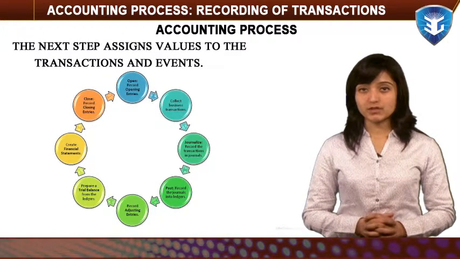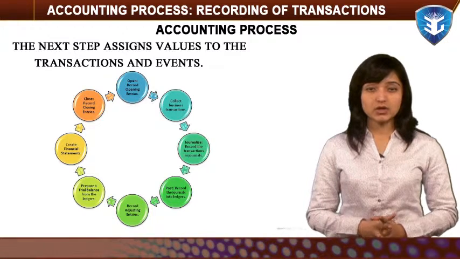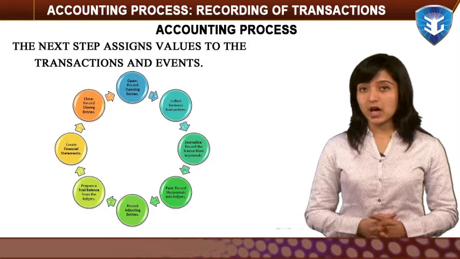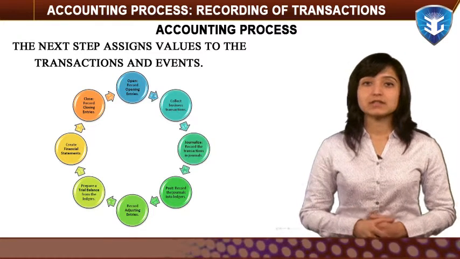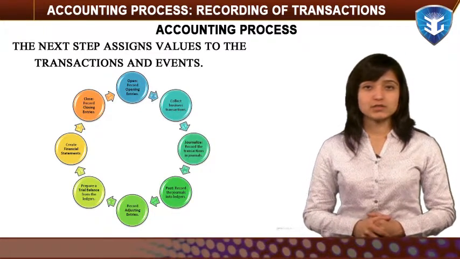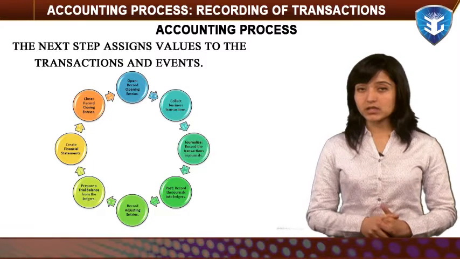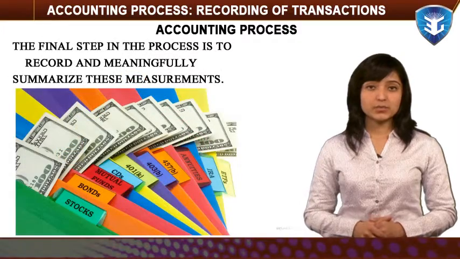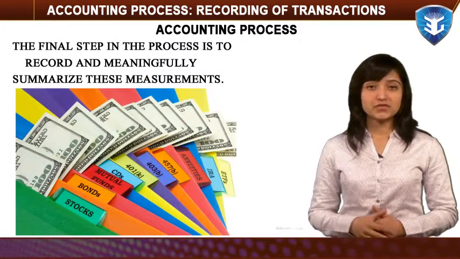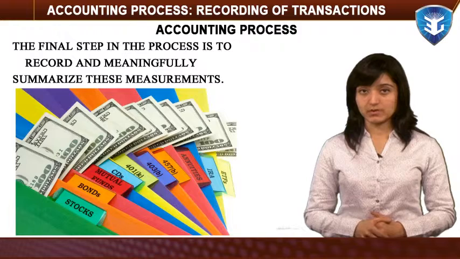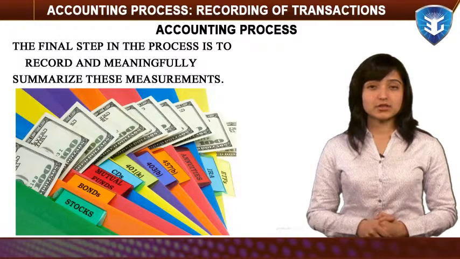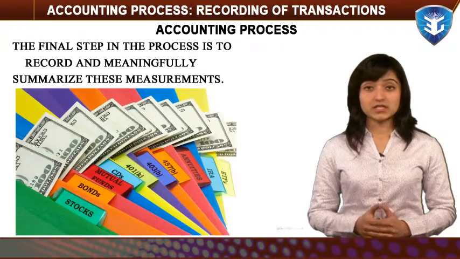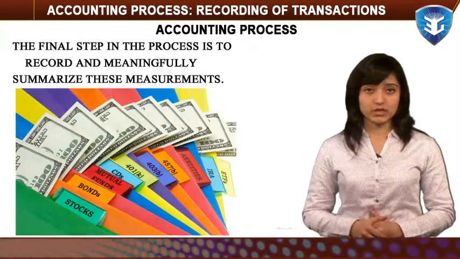The attribute measured is the fair value of the transaction on the exchange date. This is usually indicated by the amount of cash that changes hands. The initial valuation is not subsequently changed. This original measurement is called historical cost. The final step in the process is to record and meaningfully summarize these measurements. Summarizing is necessary because otherwise decision makers would be overwhelmed with an extremely large array of information.